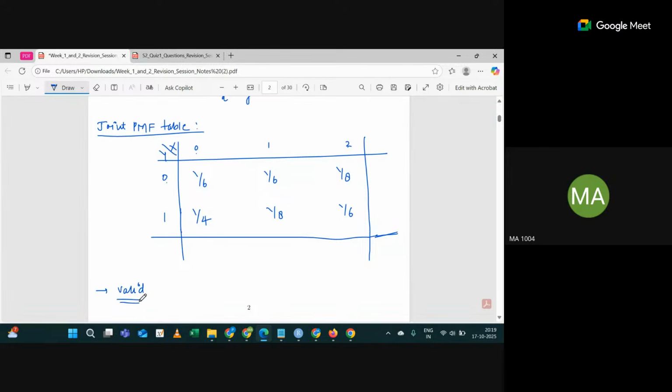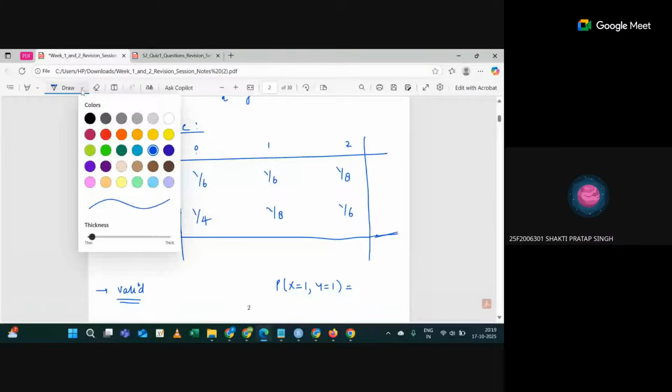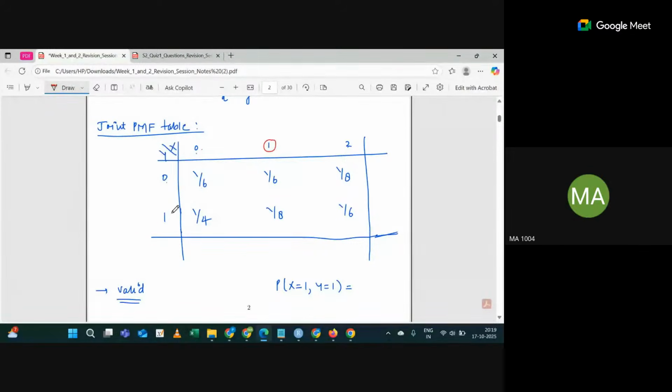Sometimes people actually don't know how to read the table. So what if I ask, what is the probability x equal to 1 and y equal to 1? What is the value? 1 by 8. Right. So x equal to 1 is this, y equal to 1 is this. So what is the corresponding probability? This part, which is 1 by 8. Correct? Very good. So this is a valid joint PMF table because these two properties are fulfilled.